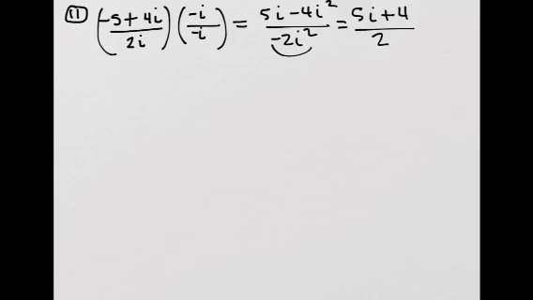And then you just separate it. The real goes first, so it'd be 4 over 2 plus 5 over 2i, which simplifies to 2 plus 5 halves i.